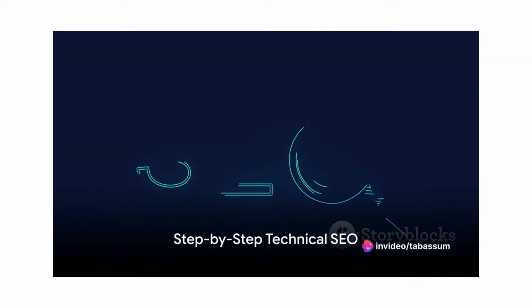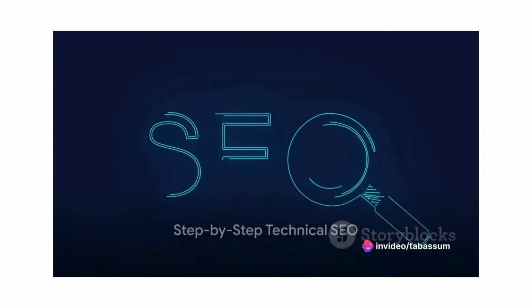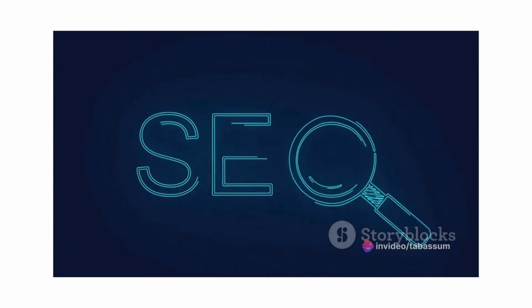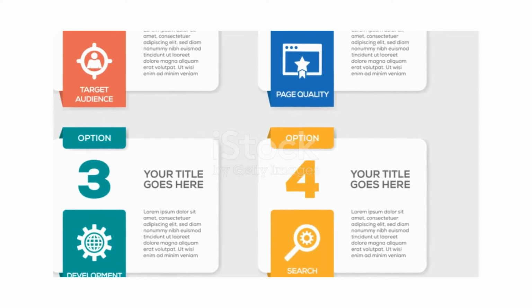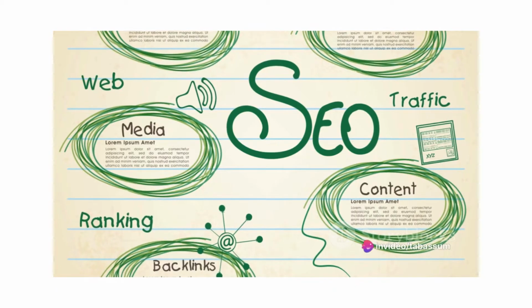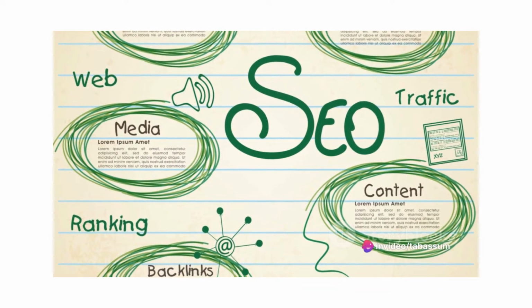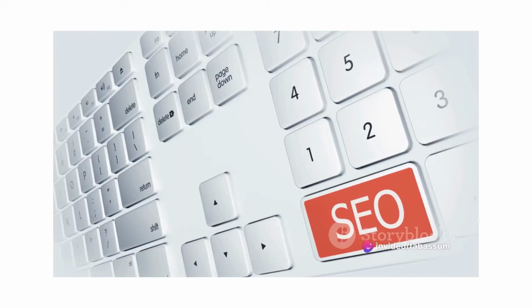Step 1. Ensure the site is crawlable. Search engines use bots, often referred to as spiders, that crawl through the web's vast network of links. The first step in technical SEO involves making sure these bots can find and access all the important pages on a site. Step 2. Optimize the site's structure.